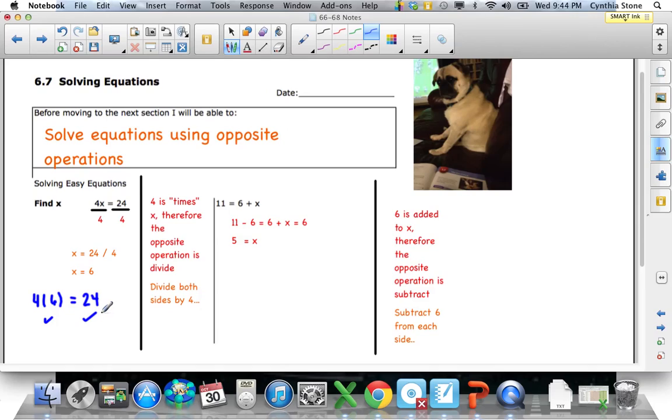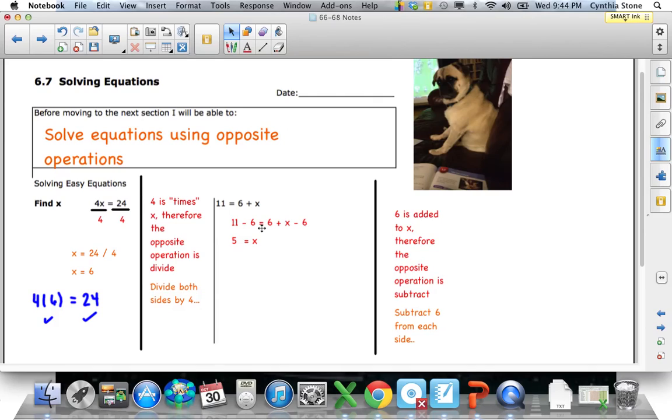Okay? Okay, looking at this one here, 11 equals 6 plus x. Well, 6 is added to the x here. So I'm going to do the opposite operation, which is subtract. So I subtract 6 from each side. So 11 take away 6 equals 6 plus, whoopsie, typo. If you went ahead of me, you're going to be right there. That should be a minus, okay? Because I'm subtracting 6 from both sides.